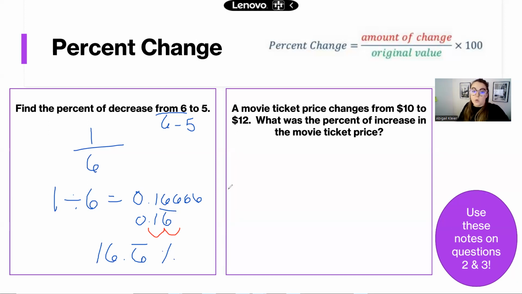We're going to do the same thing with our next one. A movie ticket price changes from $10 to $12. So this is going to be a percent of increase.